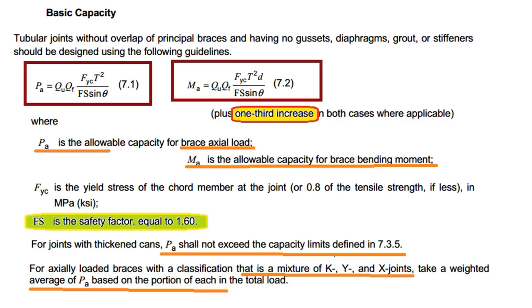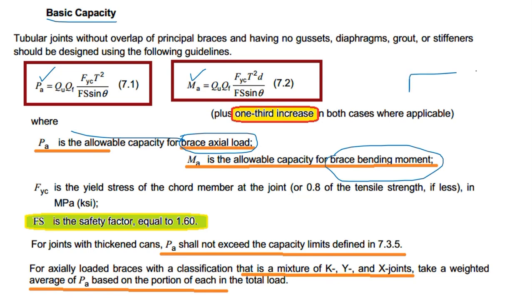Then next, if you see the basic capacity, this is the equation for the allowable capacity for the brace axial load, and this is the allowable capacity for the brace bending moment. That means, suppose we have the can like this and the brace like this, and some load will come. What's the maximum load we can apply here? That's the allowable brace axial capacity, defined by this formulation. So we have to find it out.